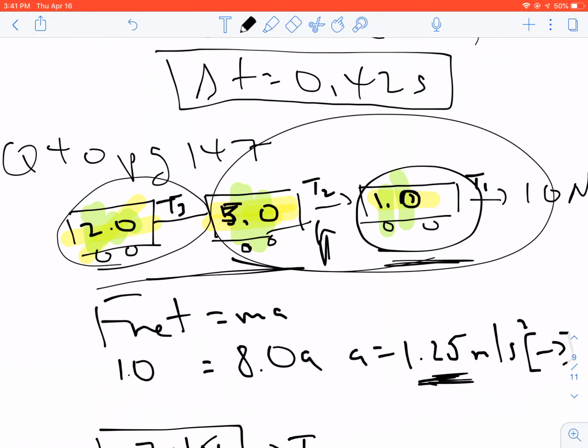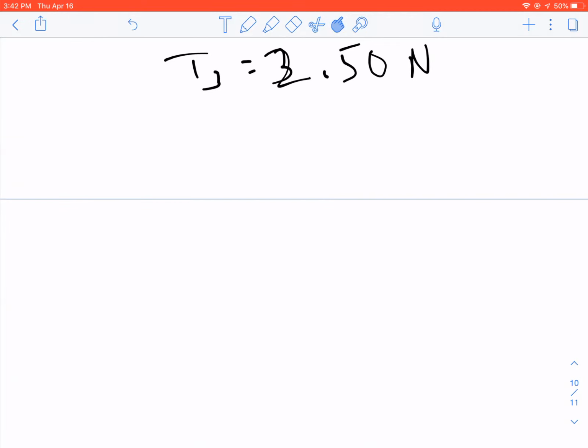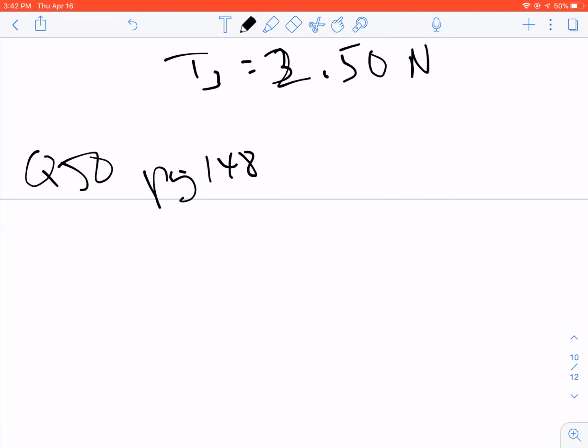Okay, so there's question 40. Now, I was also asked to do 50, part B, and 52. I did 52 in my lesson this morning, so I'm not going to do it again. But for 50, page 148, question 50's got a person sitting on a sled. We're told the person and the sled have a combined mass of 110 kilograms.